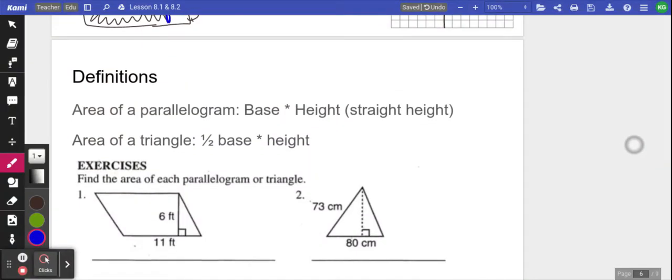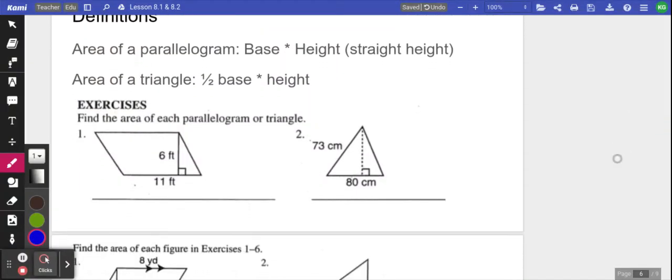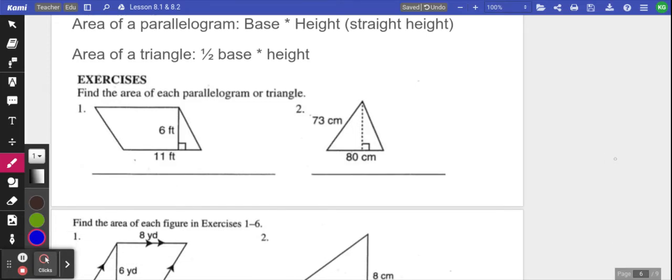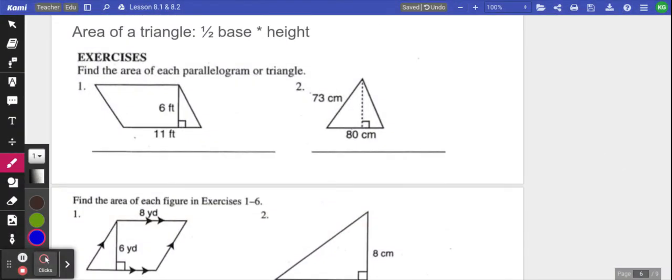Okay, now we're moving on to lesson 2, which is parallelograms and triangles. This first one just wants me to do this parallelogram, which is a 6 by 11, which is 66 feet squared. This next one, I have to do half the base, which is 80, times the height, which is 73. And so I put that in and I get 2920 centimeters squared.